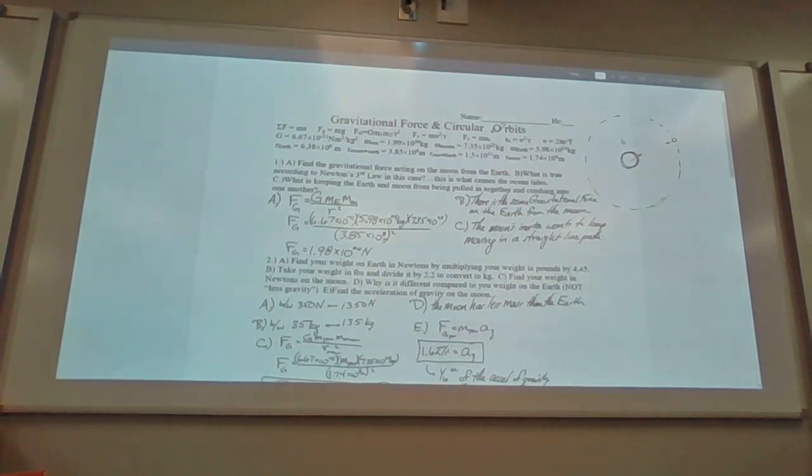How often does a tide occur? High tide, low tide, high tide, low tide. How often? Two times a day. Okay.